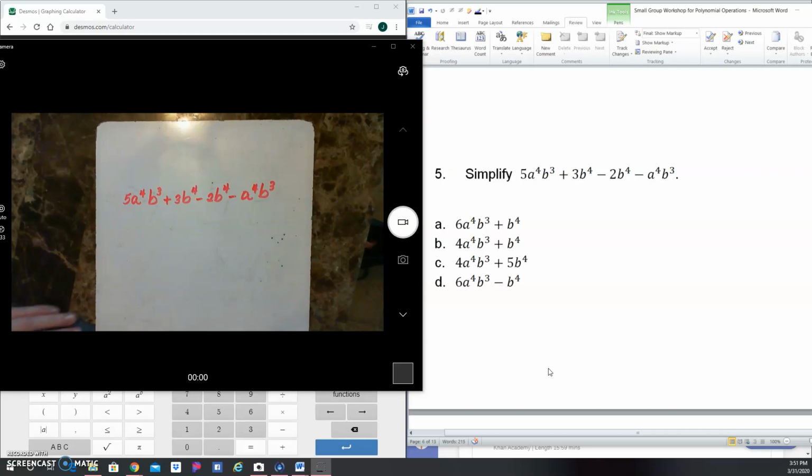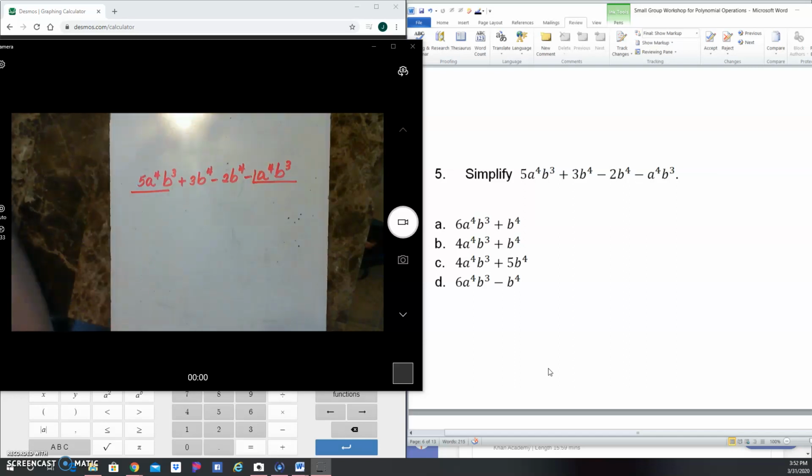So the first thing you're going to do is you're going to underline the like terms, and these are like terms because they have the same variable and the same exponents to the variable. And so that is going to be read as 5 minus 1 because there's a 1 there in the front. And 5 minus 1, you all know, is a 4. So for those two terms, it's going to look like 4a to the 4th, b to the 3rd.